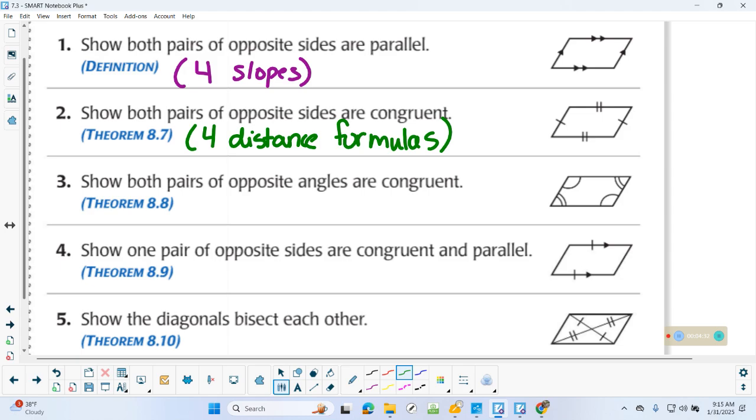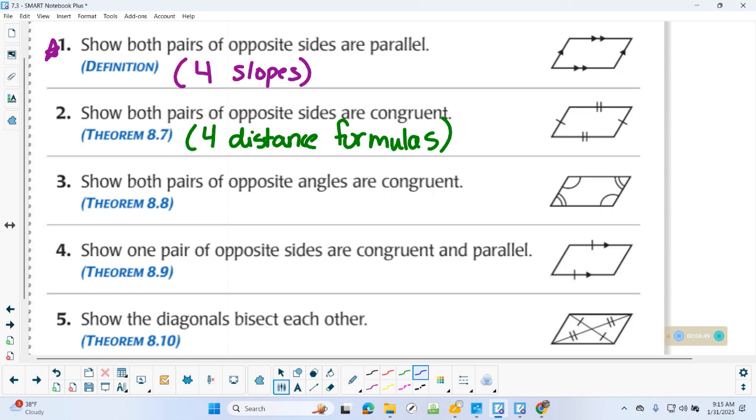So far, my favorite one is number 1. Put a little star by that guy. I like that one. I avoid 2 like the plague. Sometimes with 3, they'll tell you those opposite angles are congruent, so that's kind of a win. 4 isn't too bad, but I really like 5.